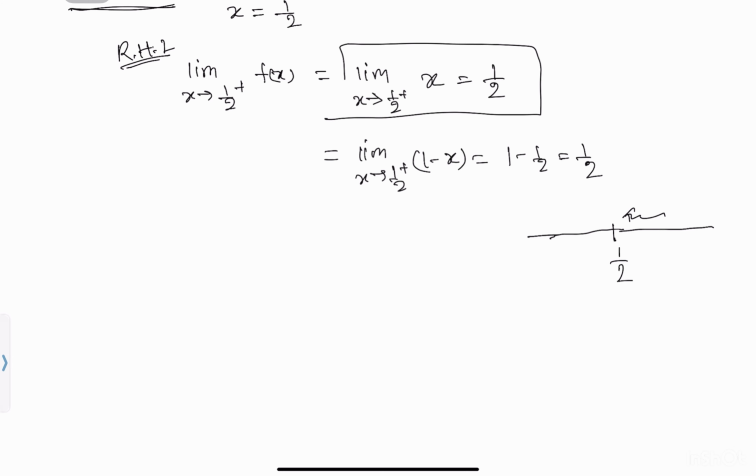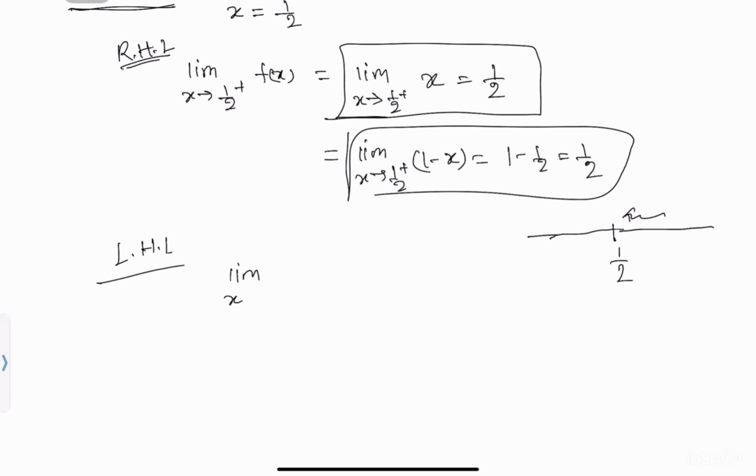In both cases they give you 1 by 2. Yes, in the above problem they gave you a different value. Clear? What is the difference between these two questions? Okay, so now find the left hand limit.